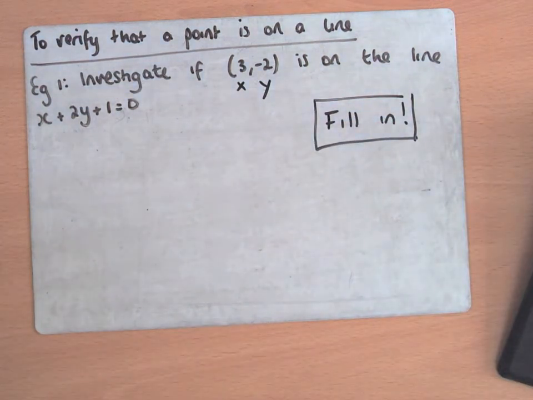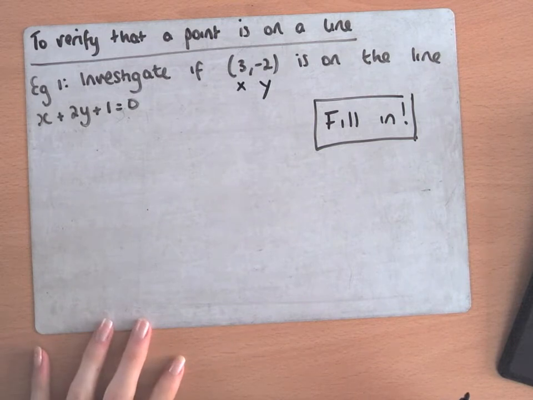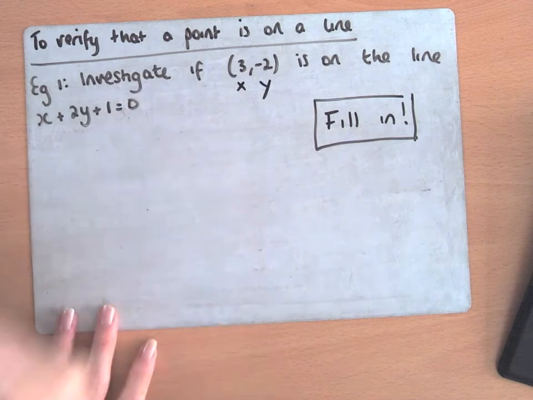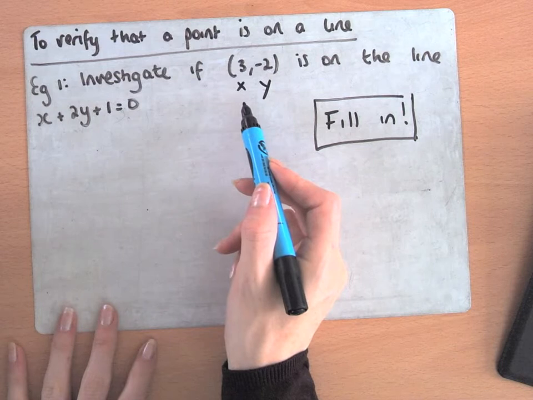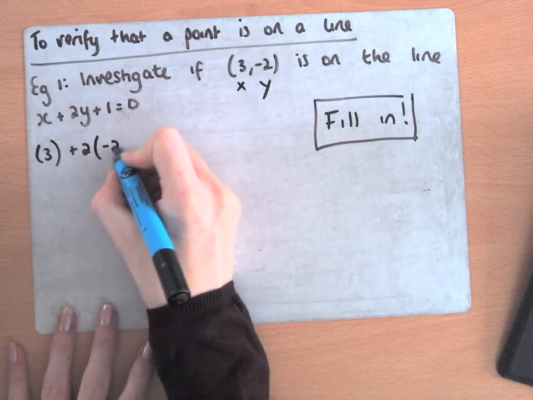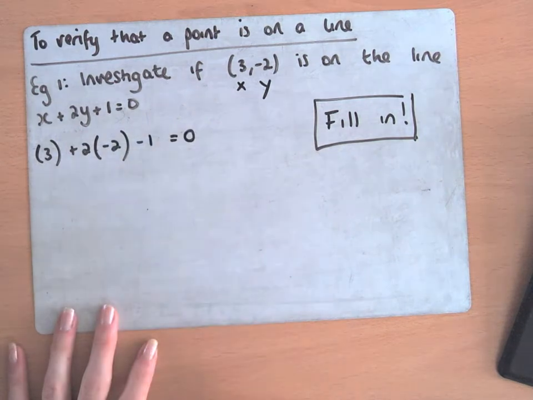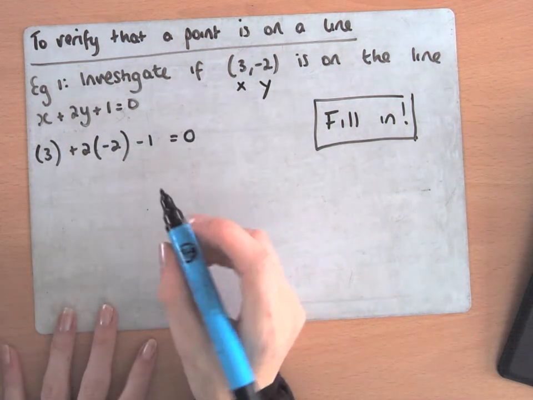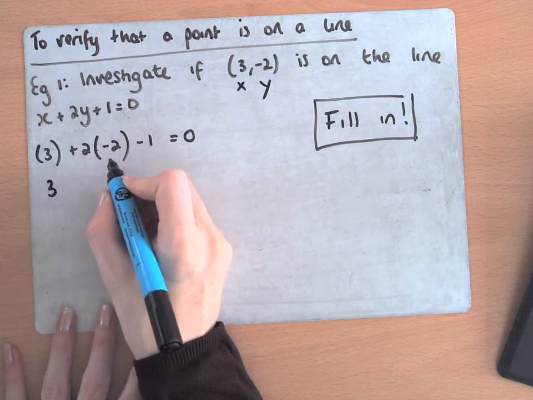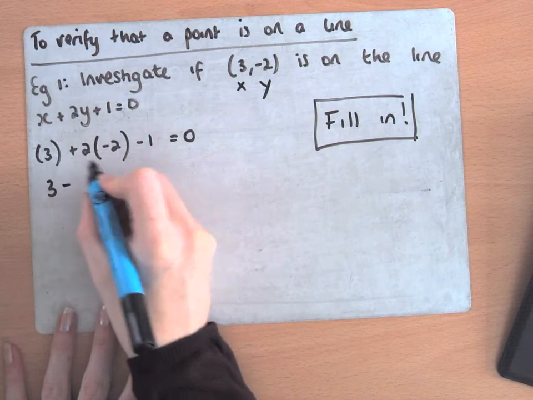If ever you want to check that a point is on a line, you just fill in the point. So, x plus 2y equals 1. Sorry, x plus 2y plus 1 equals 0. We're going to fill in x is 3 and y is minus 2. Plus by minus is a? Minus. 2 2's is 4.